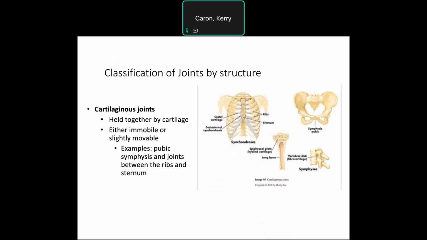Cartilaginous joints, there you go, say that 5 times quick, are held together. So it's a joint that's held together by cartilage, and it's either immobile or mobile. An example of that is the pubic symphysis that moves a little bit, sometimes with a female, and the joints between ribs and sternum when we breathe. So it does allow for some movement.